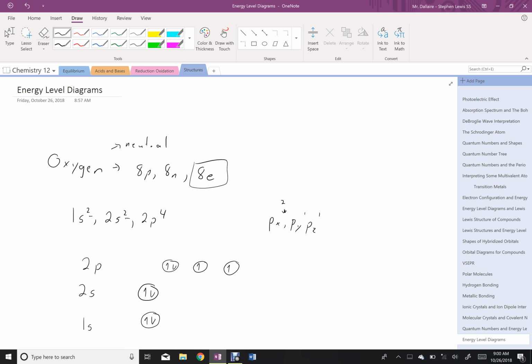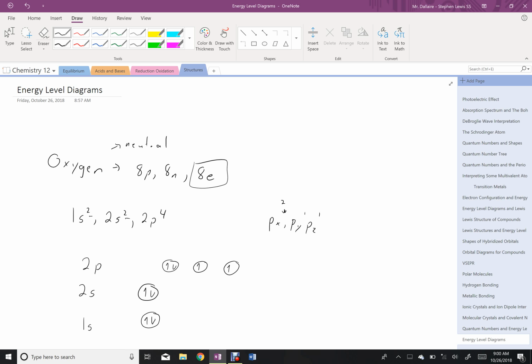I always put 1 electron in each cell as opposed to pairing them in the first place, because that's how they would really behave in the atom, recognizing that while these electrons are pretty good at not seeing each other, when they do see each other, there is still some electron-electron repulsion. So that's our energy level diagram for oxygen.